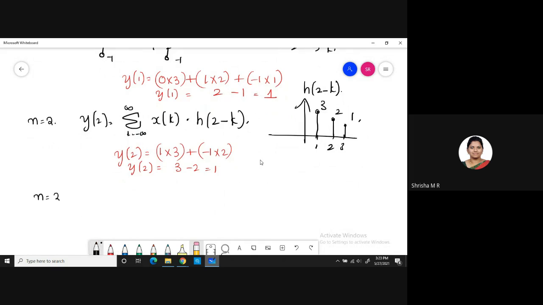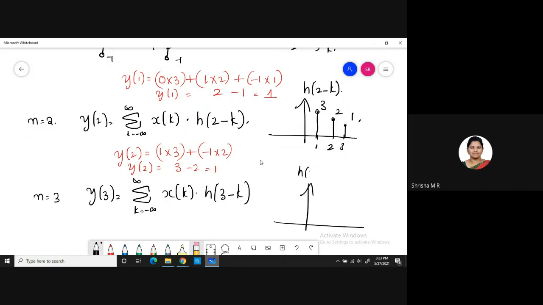Lastly, you take n is equal to 3. So y of 3 is equal to summation k is equal to minus infinity to infinity x of k into h of 3 minus k. So h of 3 minus k will be one shift to the right. So it will start from 2, 3 and 4. It will exist till 4. So it is 3, 2 and 1.